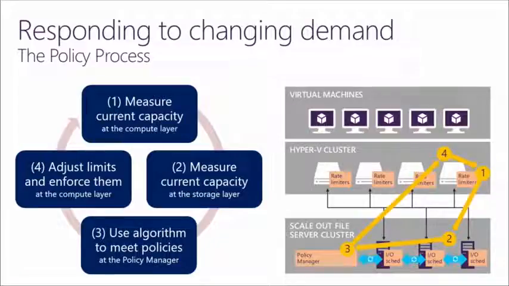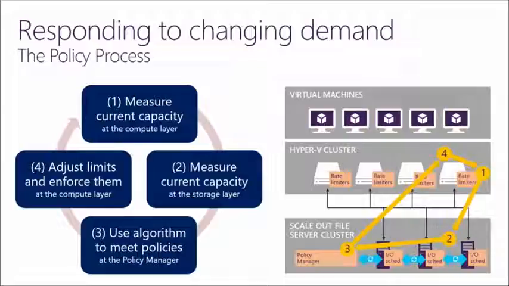We've got number one, measure the current capacity. So your Hyper-V VM, and this is a cycle. Remember, this isn't just a one-off process. So this cycle is happening all the time between your Hyper-V cluster and your scale-out file server cluster. These rate limiters are figuring out, OK, what is being used by this VM? What is this VM trying to do? How much IOPS is it trying to use from my backend storage infrastructure? That similarly is measured at the storage layer, measuring the capacity, the usage.